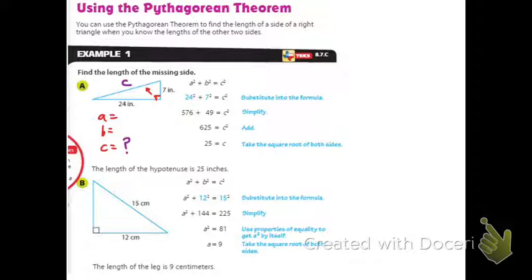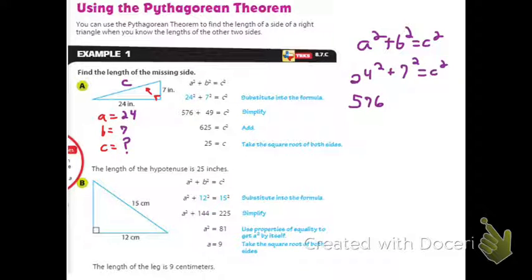However, they have given us our A, and they have given us our B, or our two other legs. So I'm going to use 24 for A and 7 for B. Once we have those values, all we need to do is substitute them into the formula. So we have 24 squared plus 7 squared is equal to C squared. 24 squared, ladies and gentlemen, is 576, plus 49 equals C squared. You get 625 being equal to C squared.